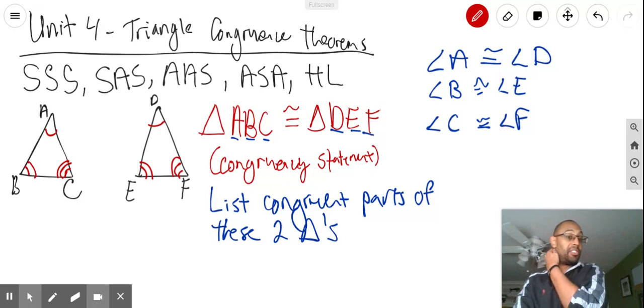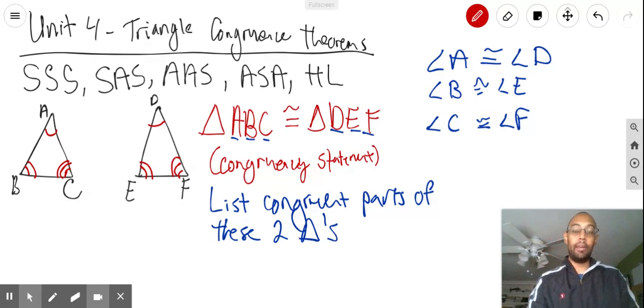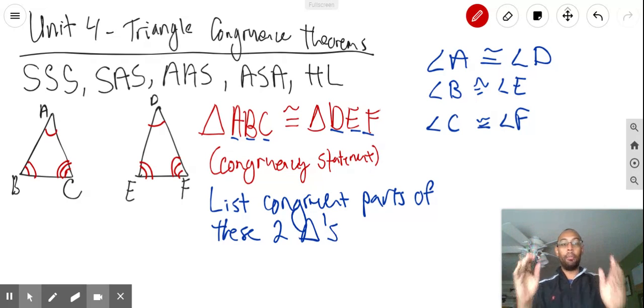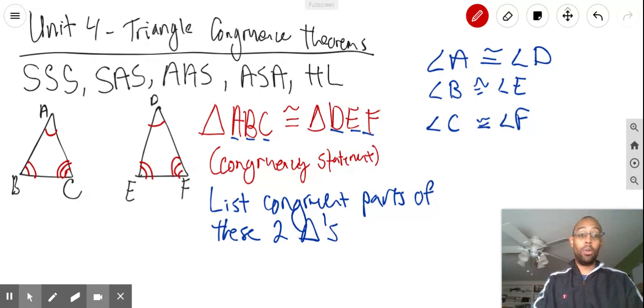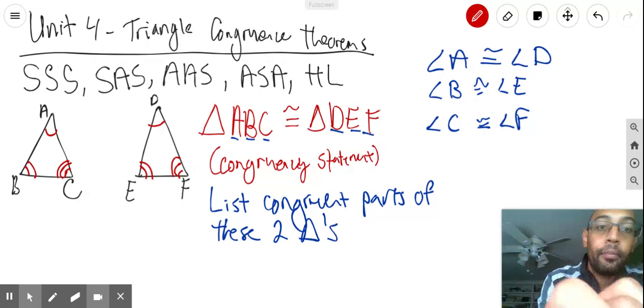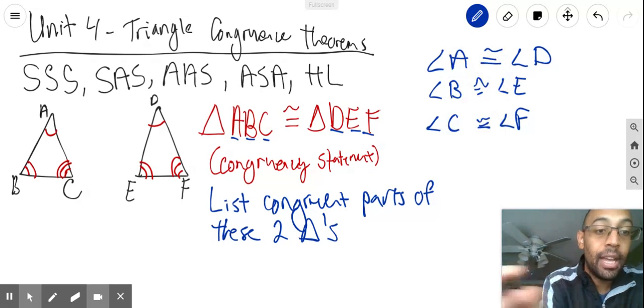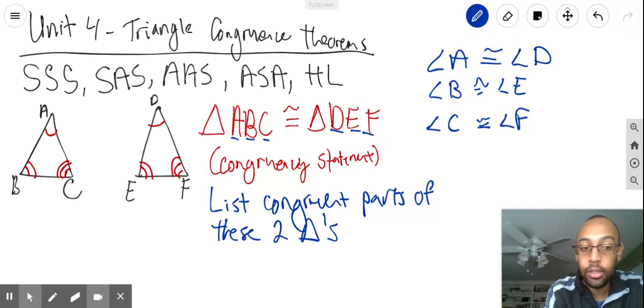Okay, so this alone from the congruency statement tells me that angle A is congruent to angle D, angle B is congruent to angle E, and angle C is congruent to angle F. They relate to each other. It's kind of like matching. We're matching up what is congruent, what is the same. So that's for angles. The same thing can be done for the sides. And again, I'm going to reemphasize this: order matters.